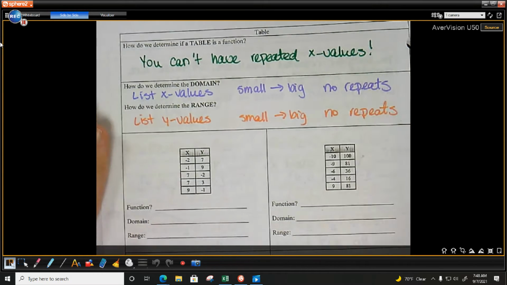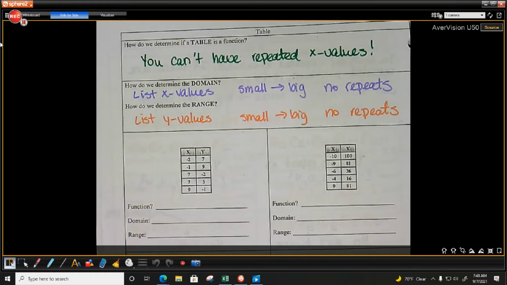Why am I doing these as I would a discrete graph? Because these are the only values I have. I don't know if I have a continuous graph that exists everywhere. So I'm assuming it is discrete. These are the only values I know that my relation exists at. Okay? So unless it's a word problem, which we're going to get to in a little bit, if I am ever given ordered pairs, a table, or the third one we're doing today, I'm always assuming it is discrete, which means you list it out, small to big, no repeats, unless it is a word problem.